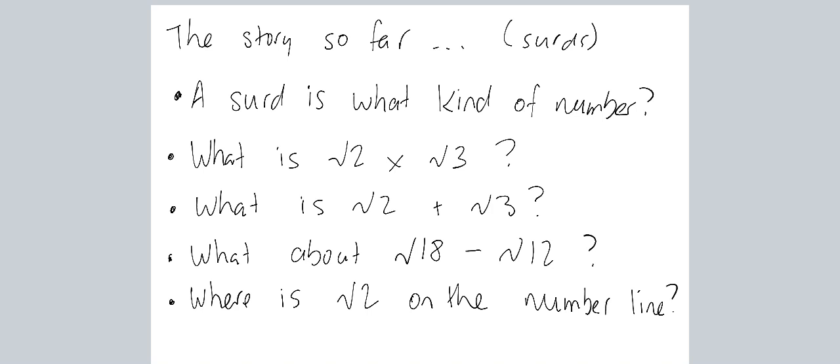Anyway, the story so far for surds. So let's start off with this. I've talked about being able to group numbers in different ways based upon their properties. For example, we haven't talked about this before, but all the whole numbers, positive, negative, and zero, are called integers. That's a grouping of a specific set of numbers. Their property is that they're a whole number, no fraction part.